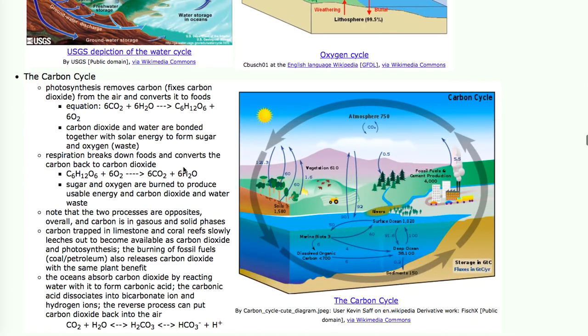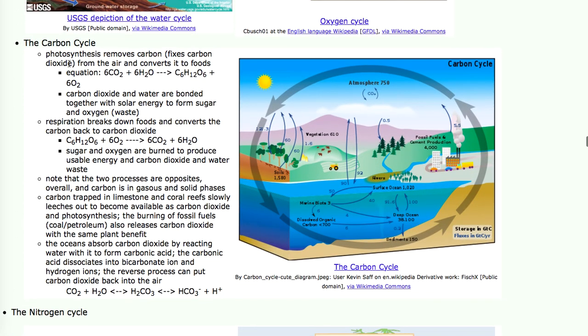The carbon cycle is probably a little more important for our discussion. The carbon cycle involves the removal of carbon from the air. The carbon that's in the air is in the form of carbon dioxide. Photosynthesis removes that carbon from the air, and it produces sugar and puts oxygen into the air. So at any rate, photosynthesis generally removes carbon from the air, and respiration puts the carbon back into the air. Essentially, the overall equations for photosynthesis and respiration are opposites.